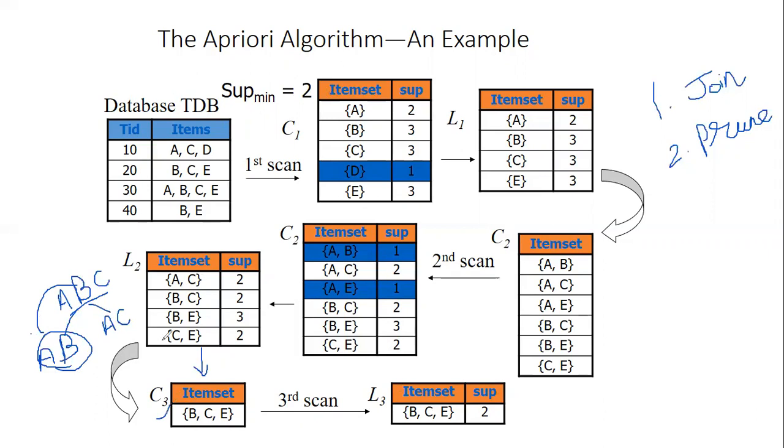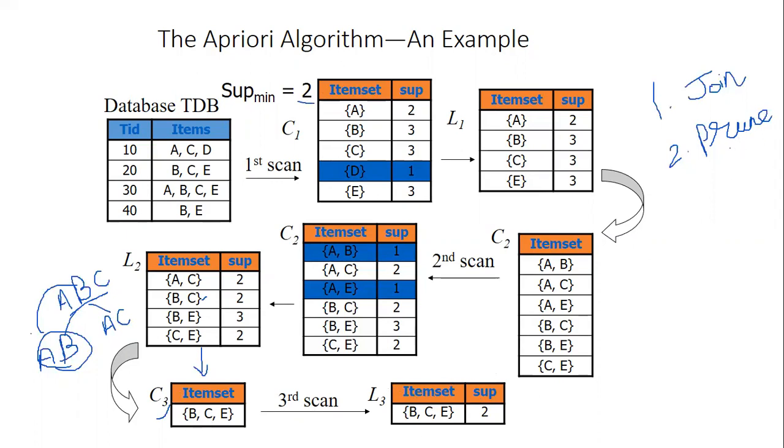That's why it is not considered in C3. Only BCE is considered. When we take BCE, what are the subsets of BCE? We have BC and CE. BC is there and CE is also there, so all the subsets are frequent. That's why we take it. After considering this, we check the support count. Yes, it has a support count equal to the minimum support, so it is a frequent item set.